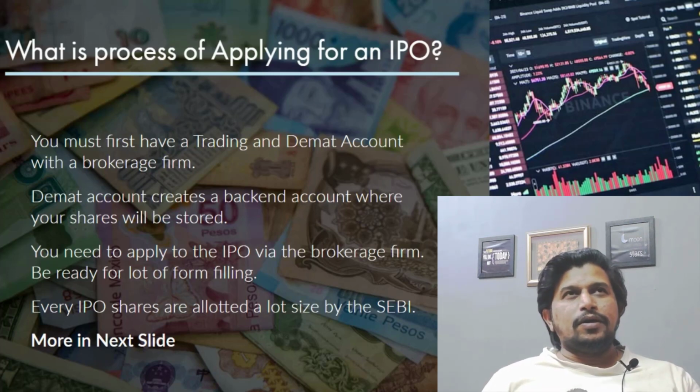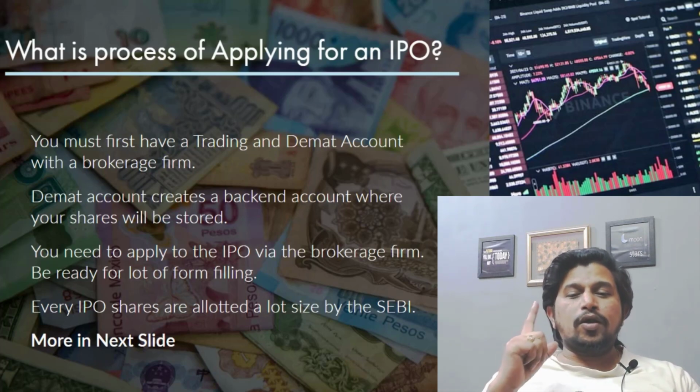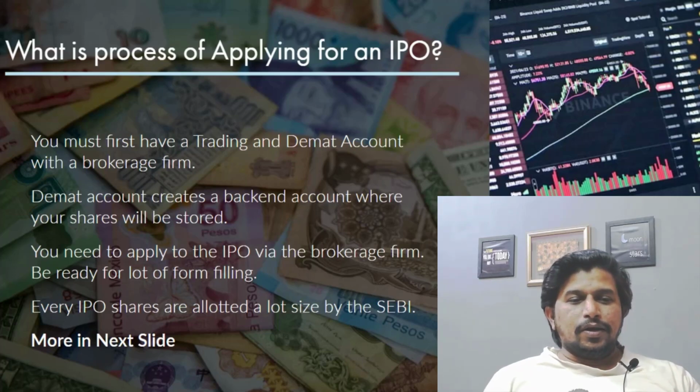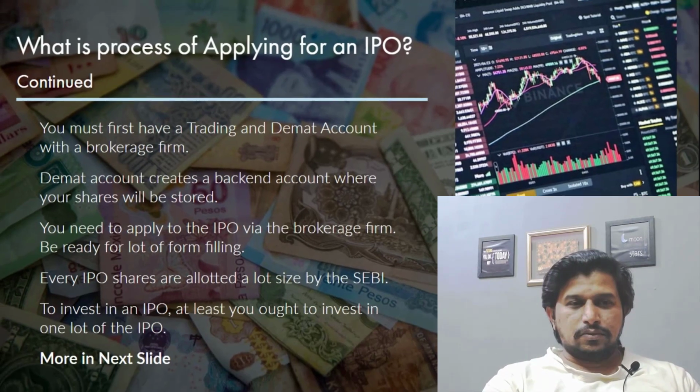For example, if Nifty has a lot size of 50, probably Paytm may have a lot size of around 150 or 200, right? You at least have to buy one lot. So one lot is probably 150 shares multiplied by 500, which will be your cost to buy that IPO. And more in the next slide.